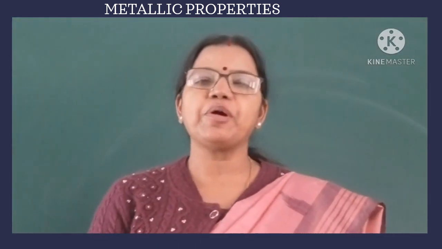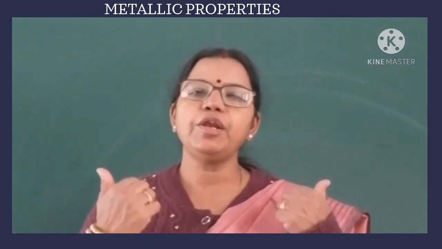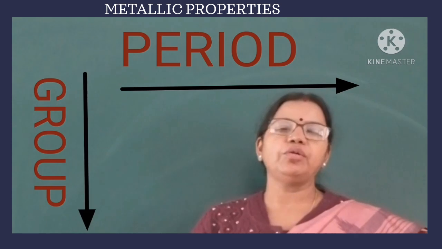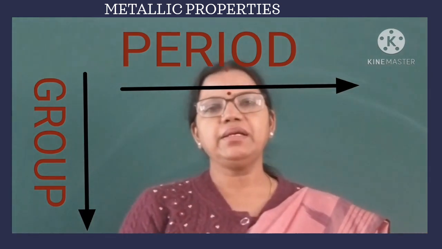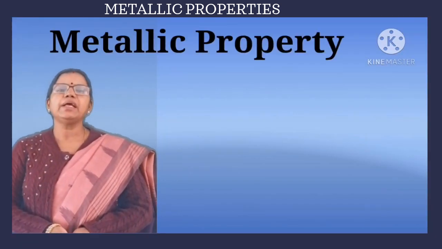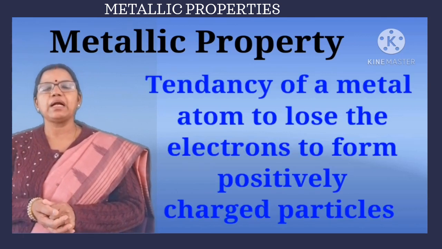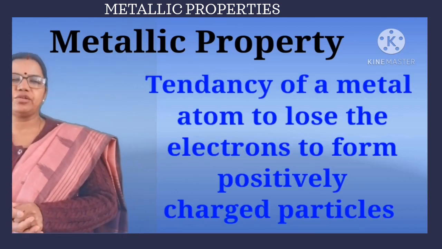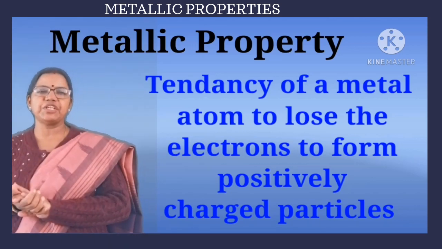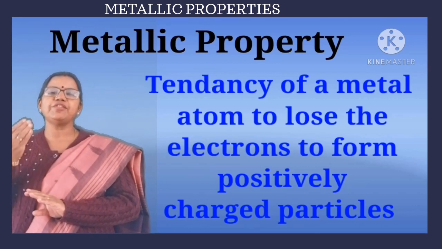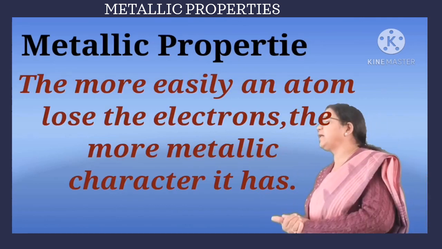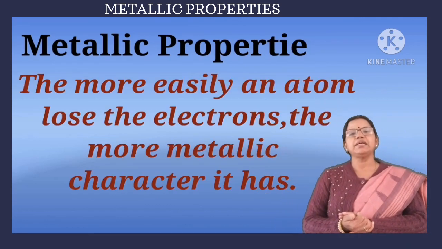Let us move to our next property, that is metallic and non-metallic character of elements across the period and down the group. What is metallic nature or metallic properties? Children, metallic property is the property due to which an atom of an element can lose electrons. When a metal atom loses electrons to form positively charged particles, this is known as its metallic character. And the more easily an atom can lose electrons, the more metallic nature it has.